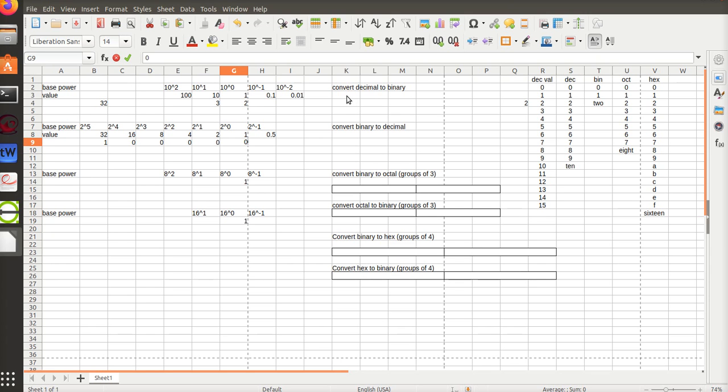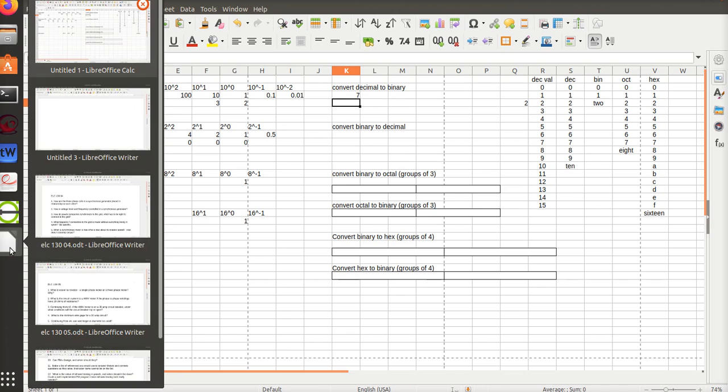So if I've got something reasonable, let's do 7. That'll become apparent in a minute. 7, okay. So I've got 7 decimal, and I want it to be binary. Well, 7 contains a 4, a 2, and a 1. So my 7 decimal becomes 111 binary.